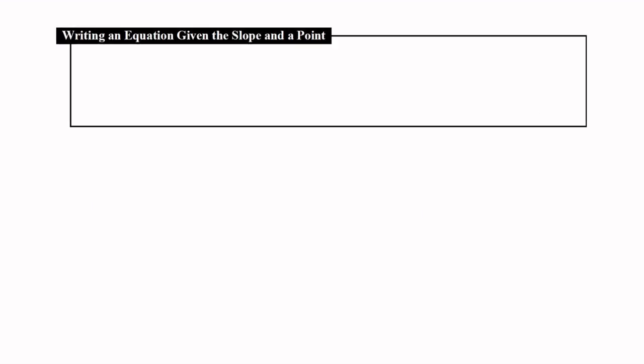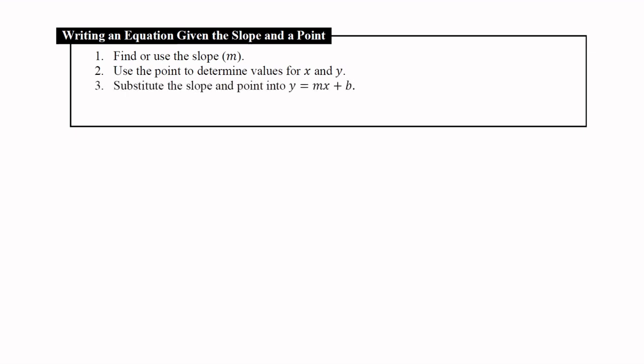Writing an equation given the slope and a point requires finding or using the slope, using the point to determine the values for x and y, and then substituting the slope and point into the equation. At this point, you will have substituted everything but b, so you will solve for b to find out what that value is and substitute it back into the original form.